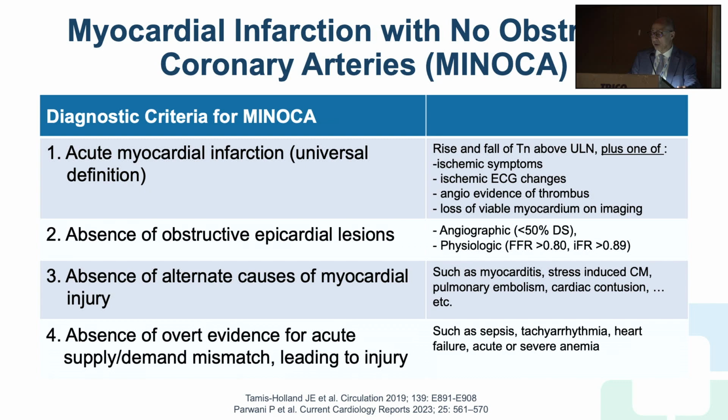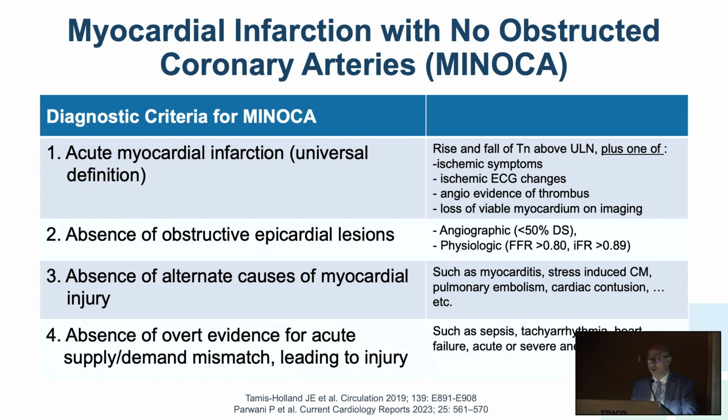So, for example, myocarditis or stress-induced cardiomyopathy or cardiac contusion, other things that can cause a rise of troponin or injury to the myocardium, are not included in this definition. This definition applies to ischemic injury. They also exclude supply-demand mismatch, which can cause injury but by a different mechanism, basically by an increase in demand rather than a reduction in supply. So this doesn't qualify as standard ischemia per se.